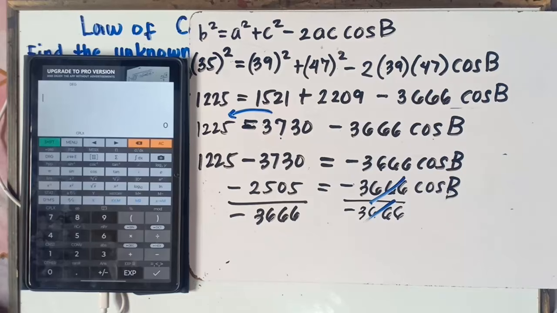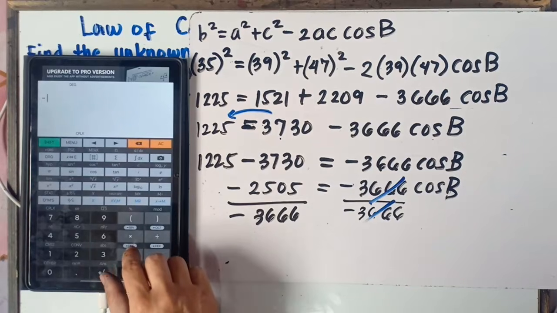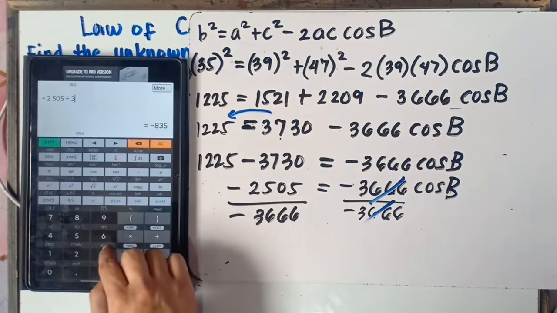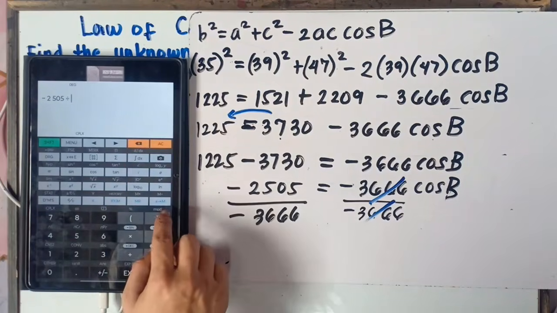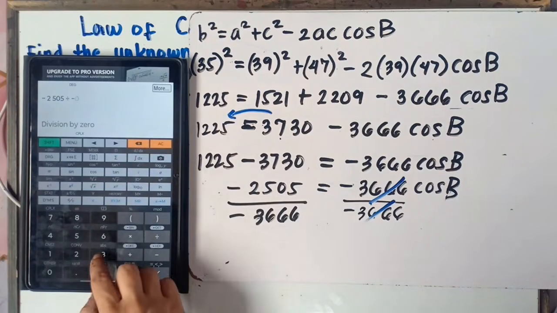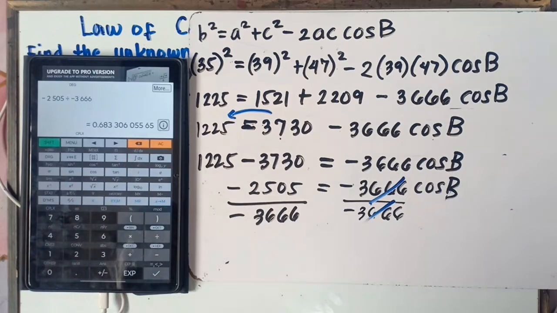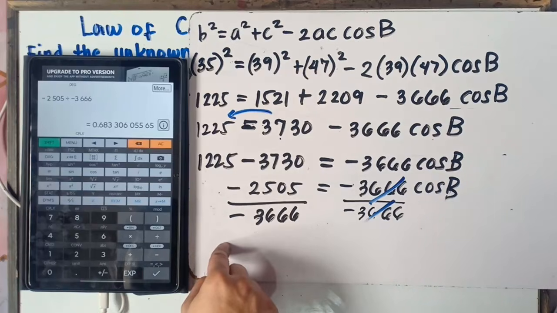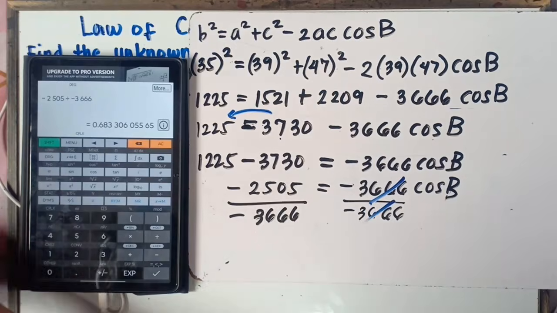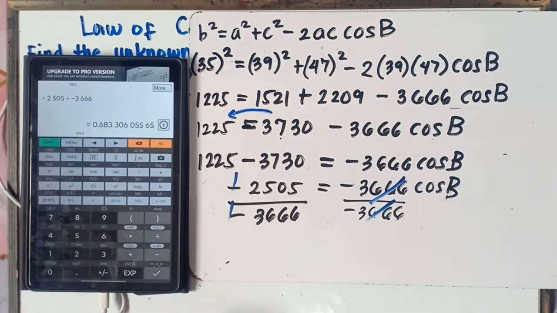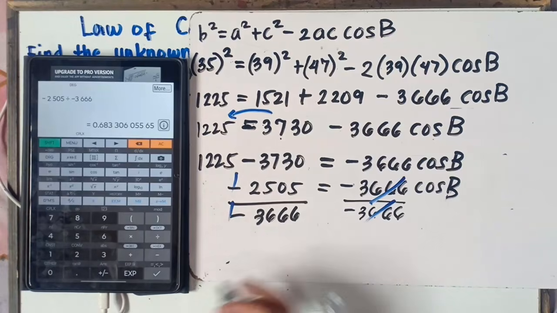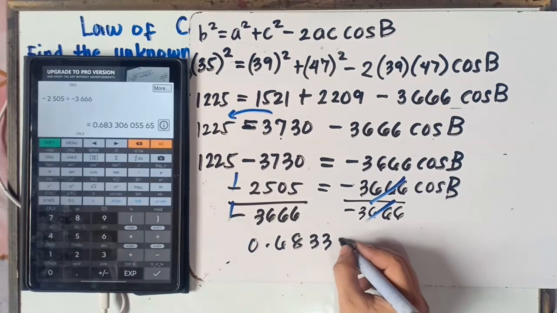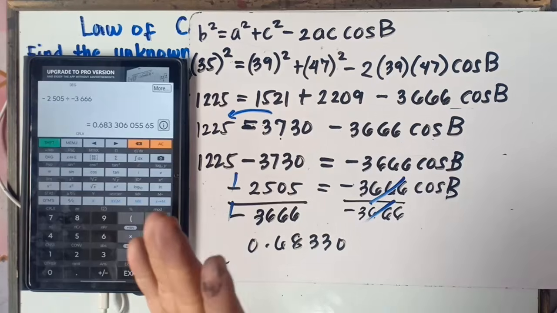Alright, so simply use your calculator. So this will be negative 2505 divided by negative 3666. And the answer is positive, because negative divided by negative will be positive. So we have the answer, class: 0.68330. So once again, we need to have at least 4 decimals.